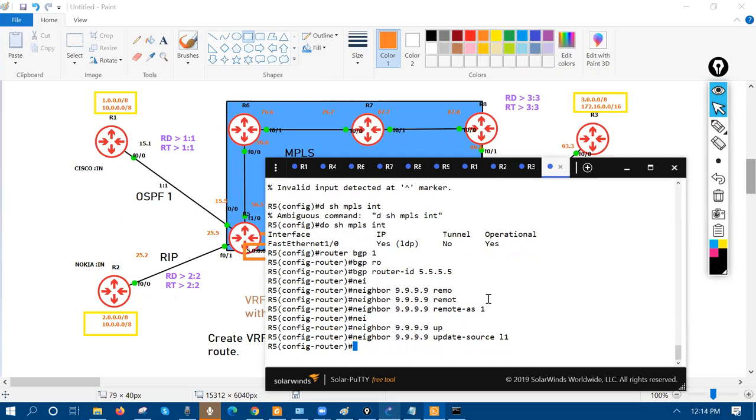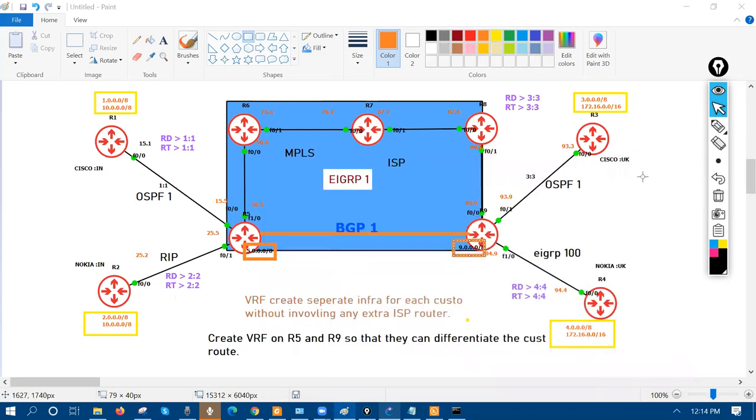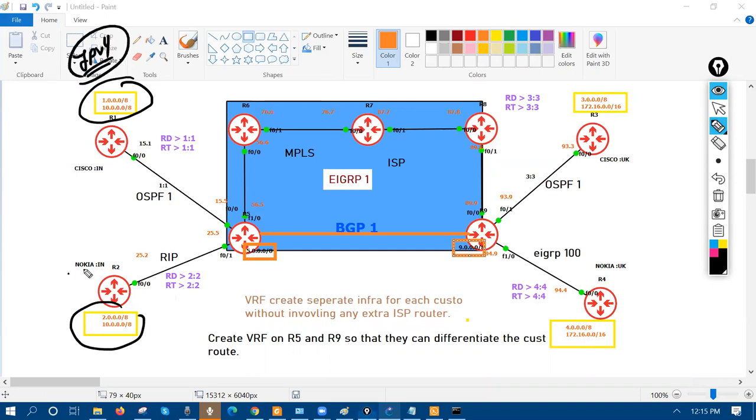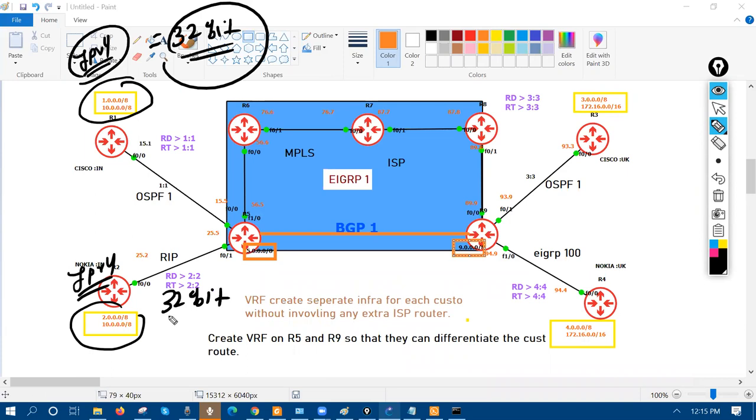Now try to understand one thing over there. Whatever route is coming from this side, and whatever route is coming from this side, is normally an IPv4 route. What is the size of this route? 32 bits, right? Once this route comes to the R5, listen to me, and R2 sends its own information to the R5, they will maintain this information.